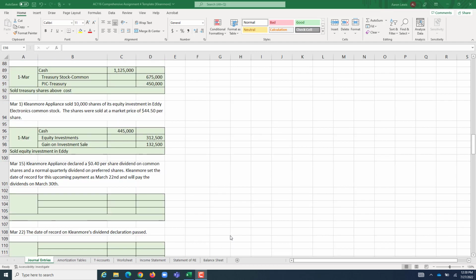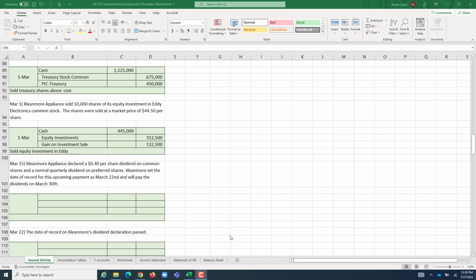In our next entry, Cleanmore Appliance is going to declare a dividend. So when you sell ownership in your company, your owners, your shareholders, want to see the company increase in value. They want the price of their shares to go up. But in addition, typically, they're going to want to see a portion of the profits. If the company makes profit, they own part of the company, they should share in a portion of that profit, and that is our dividends.